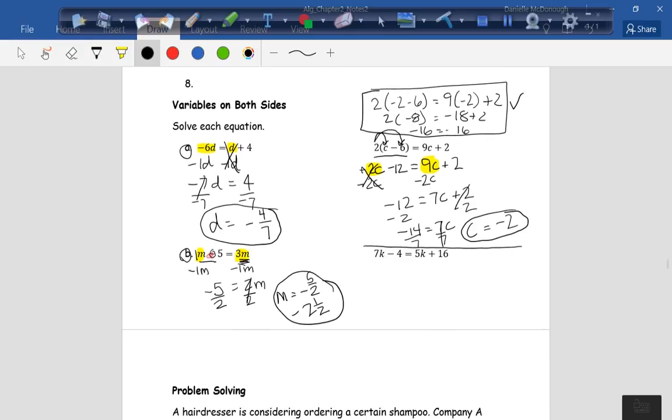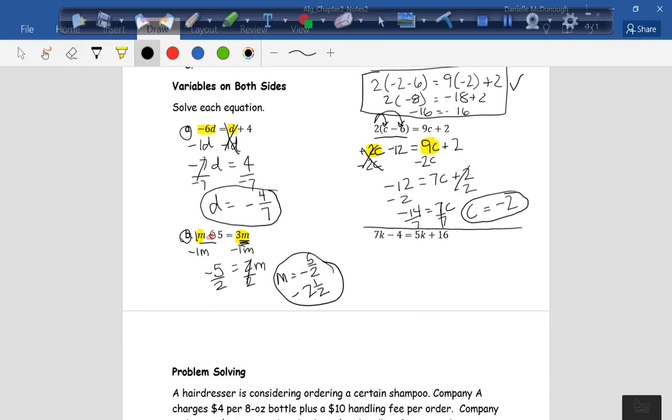If I look at this next example, if I look at each side, there's nothing I can do. There's no like terms on this side that I can combine. There's no like terms on this side I can combine. There is no distributive property. So my first thing I'm going to do is look to see where my variables are. And I have this 7k and I have this 5k.